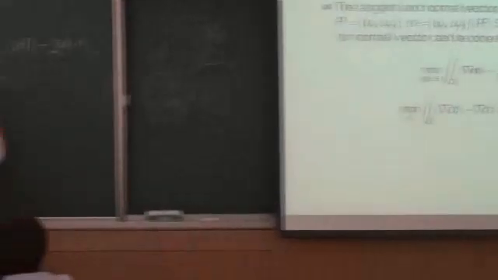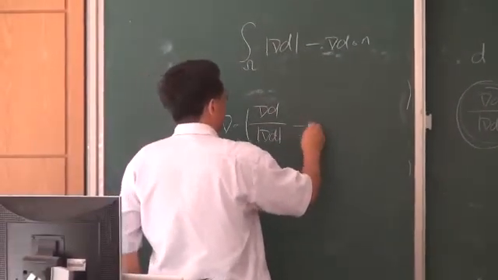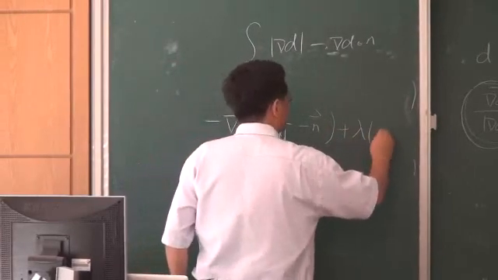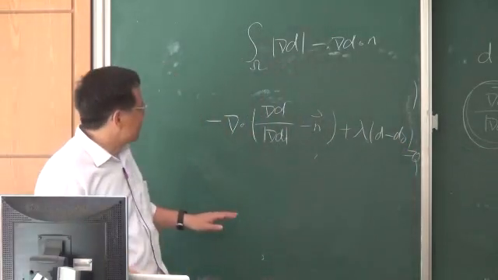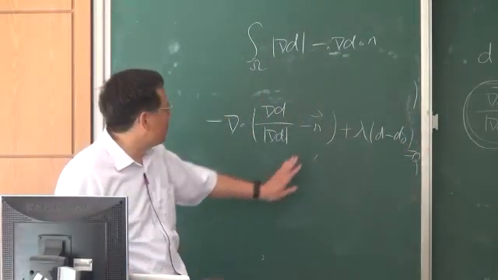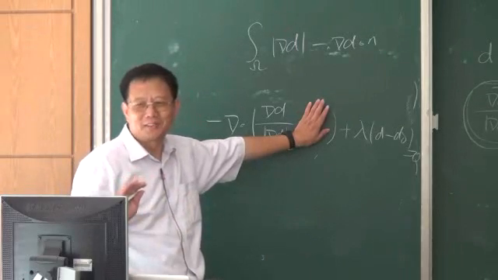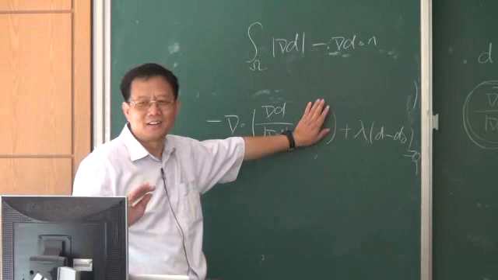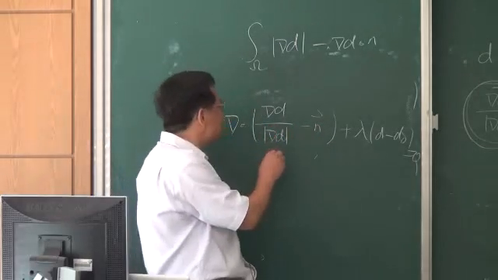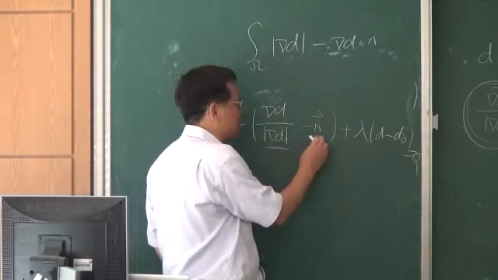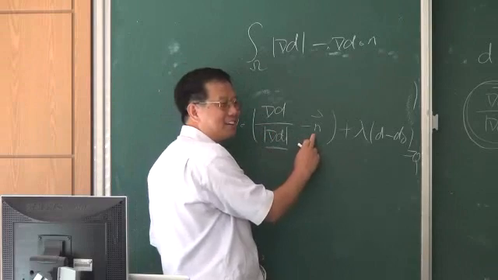You do the Euler-Lagrange equation, you get this one: divergence of (d minus n) plus lambda (d minus d0) equal to 0. So the difference with the ROF model is that if you take n equal to 0, this is essentially the ROF model, right? The ROF model was essentially trying to match this one to a 0 vector. But here we put the n here.